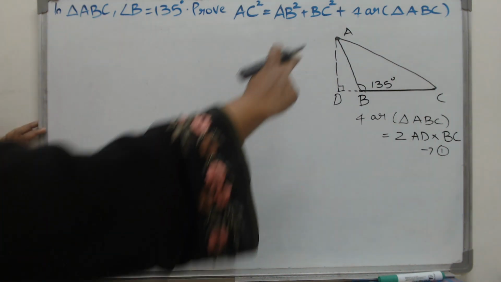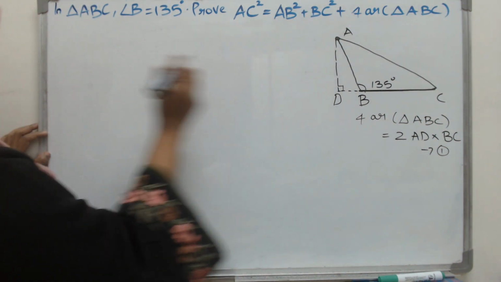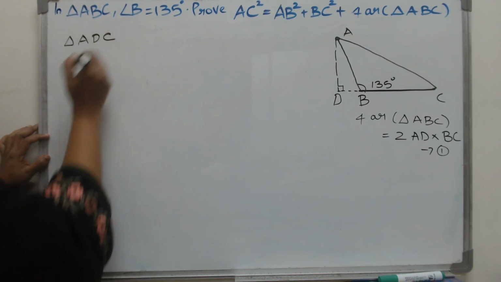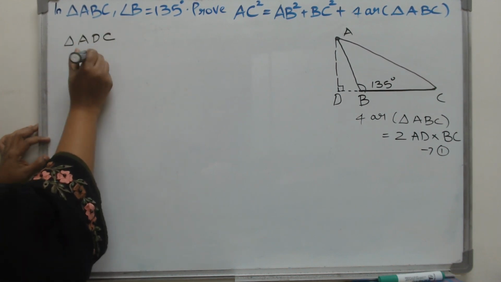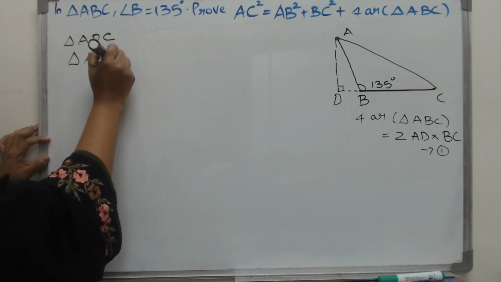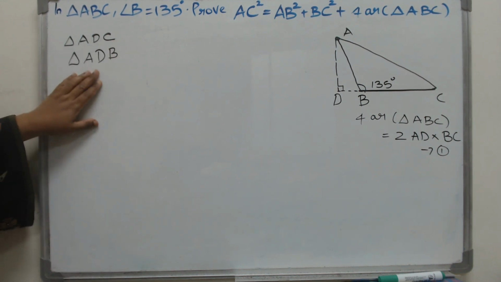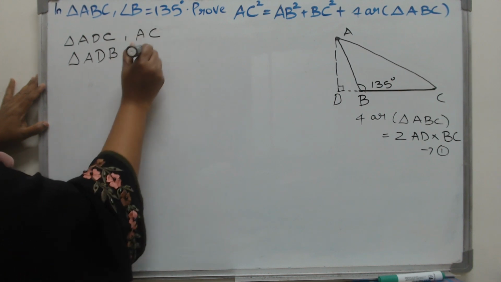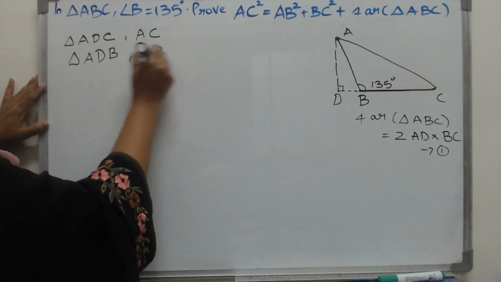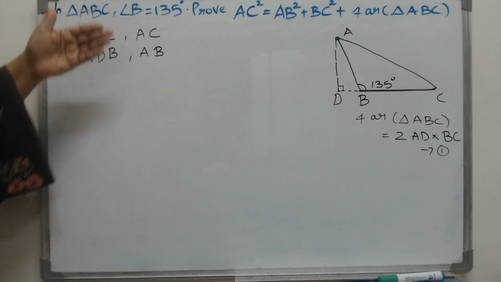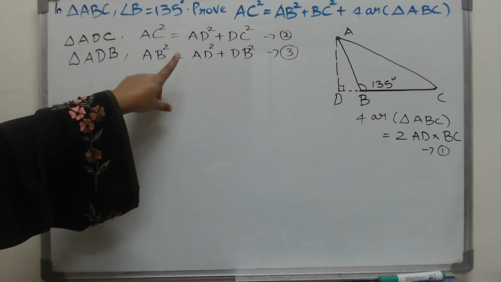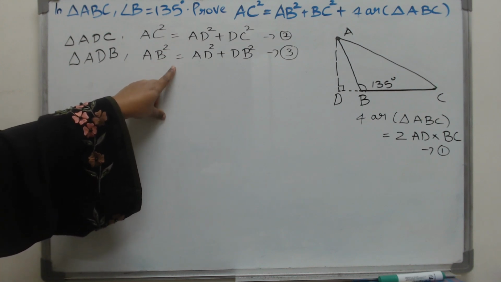With just one construction of an altitude, we have got 2 right angles here. First a big right angle ADC, then a slightly smaller right angle ADB, with hypotenuse AC and the smaller one with the hypotenuse AB. Now repeatedly apply the Pythagoras theorem, and what do you have? And then you get 2 such equations.